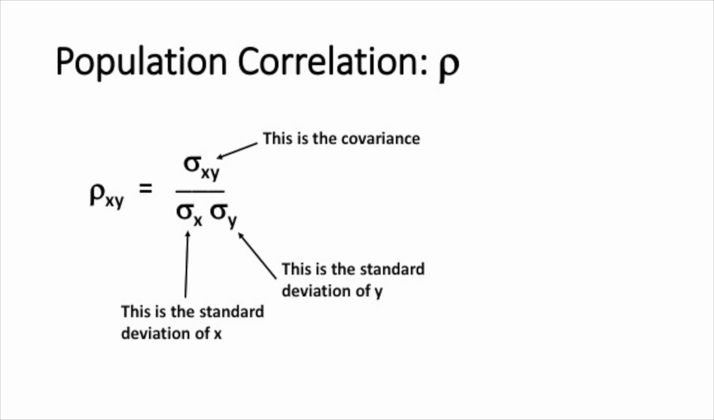Here's a formula for calculating a population correlation, which we indicate by rho. So rho subscript xy, again, this tells us that we have the correlation between x and y, equals the covariance of x and y, divided by the standard deviation of x multiplied by the standard deviation of y.